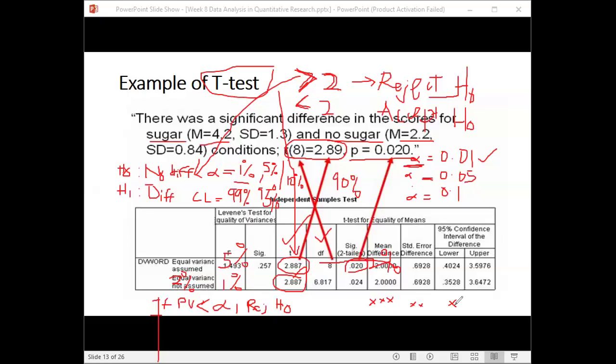Okay, so 3 stars is always better than 2 stars, and 2 stars are always better than 1 star. But we don't have 0 stars. So if you see any variable with no stars on it, it tells you that it goes beyond the 10% level of significance. And statistically, it is not significant. So you leave it at that. You can't go ahead and interpret that variable and make conclusions on it because there's no statistical significance on that variable. All right. I hope I'm making sense.